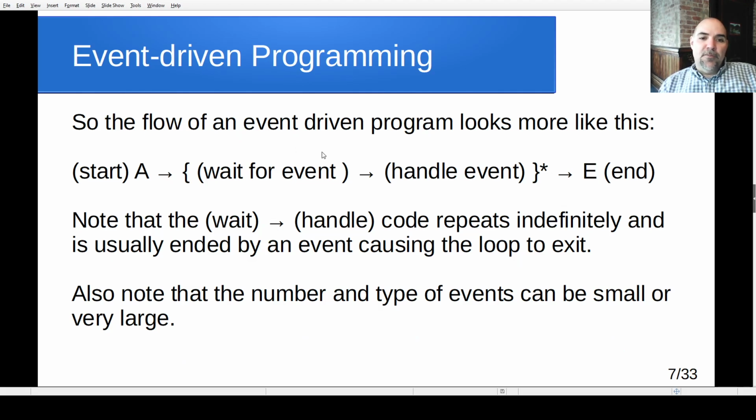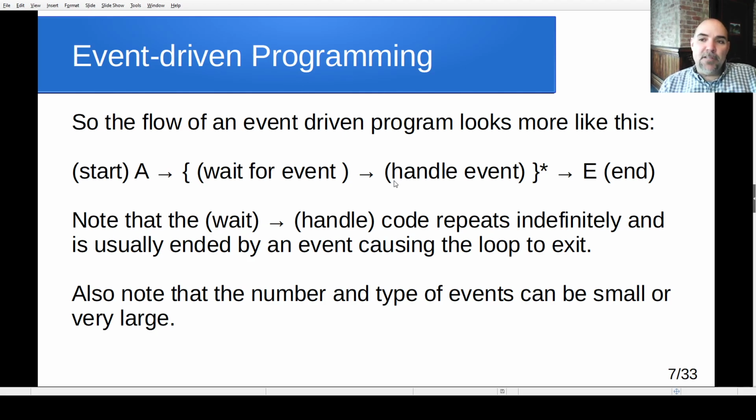Okay, so the flow for event-driven programming would look something like this. We start up, we do some initialization, and then we enter this loop. Since the star is repeating this multiple times: wait for an event, handle the event, and then repeat. Wait for event, handle the event, until we're done, until we end the program. Now, notice that that wait and handle code is going to repeat indefinitely. What causes it to end? Usually some specific event causes that event handler loop to exit.